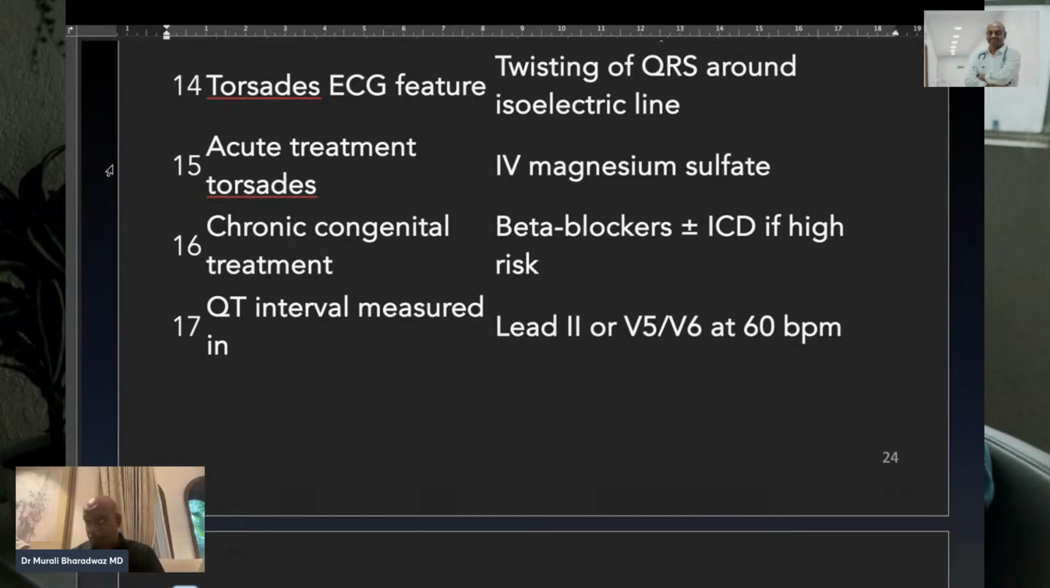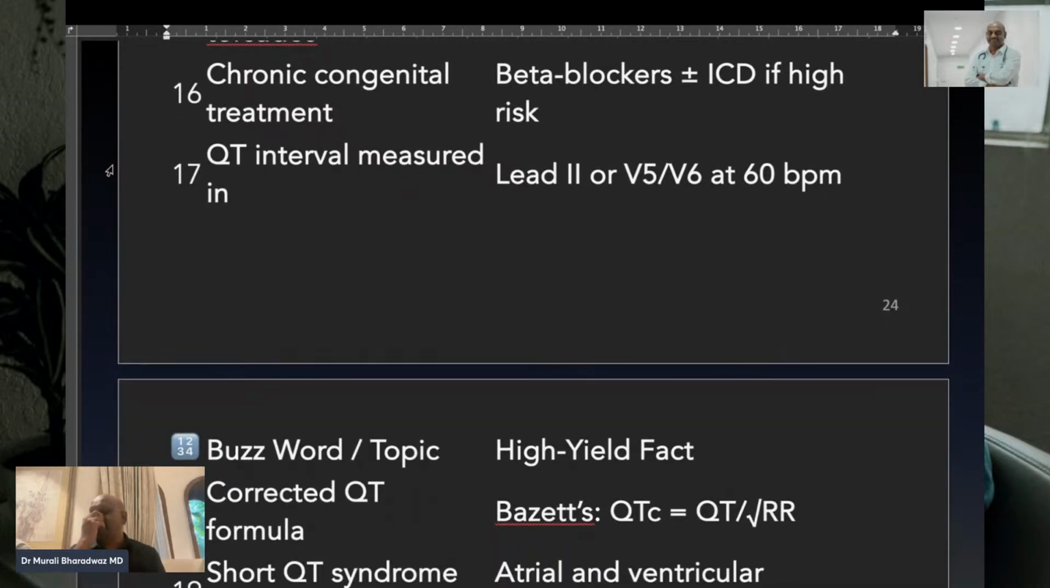defibrillator. We don't know when an arrhythmia will come, so this defibrillator will recognize and fire. And how do you measure, where do you measure? We measure in lead 2. Lead 2, from where to where is it connected? Right arm to left leg is lead 2.